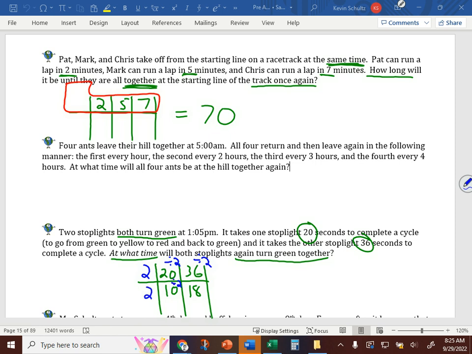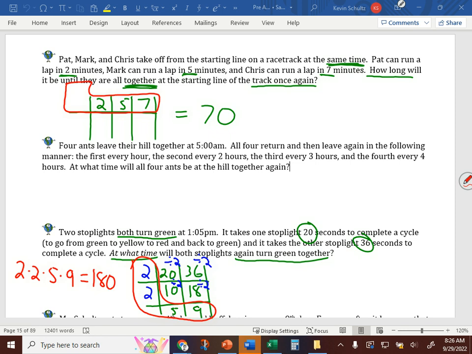So 10 divided by 2, 18 divided by 2. That gives us 5 and 9. Anything we can take out of 5 and 9? No. So now we do the L. Right? And our factors, 2 and 2, times 5, times 9, 180.